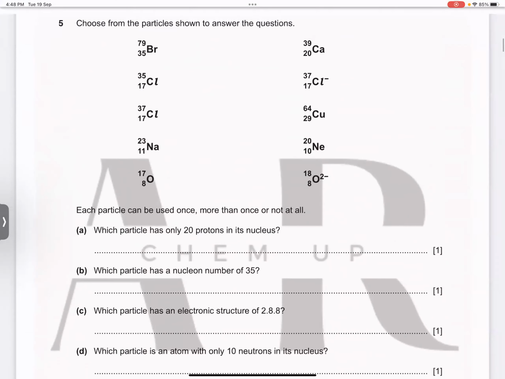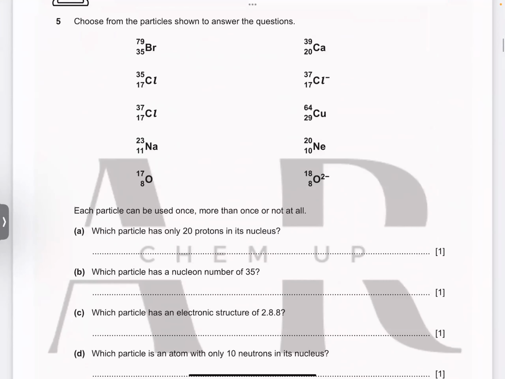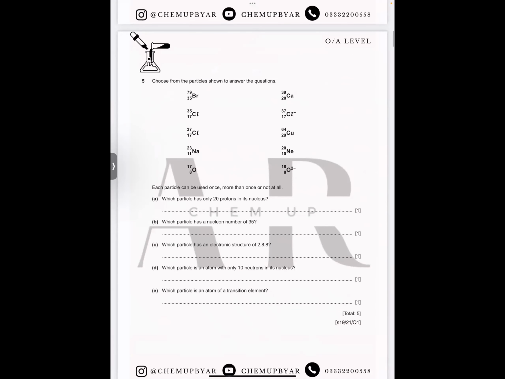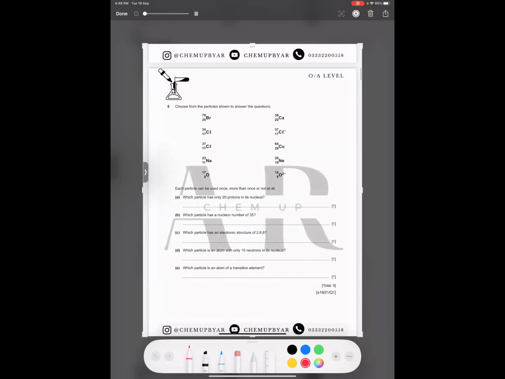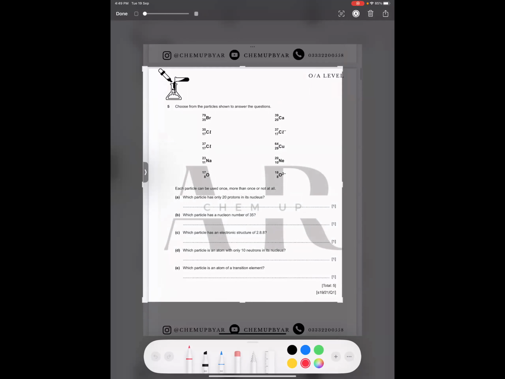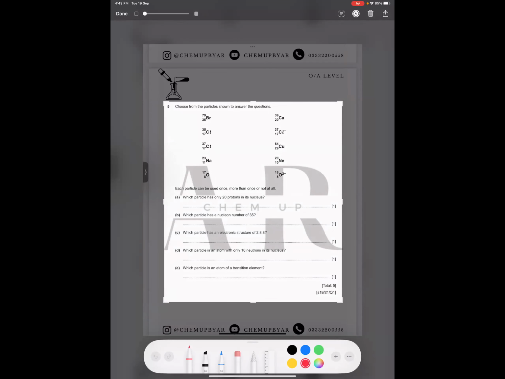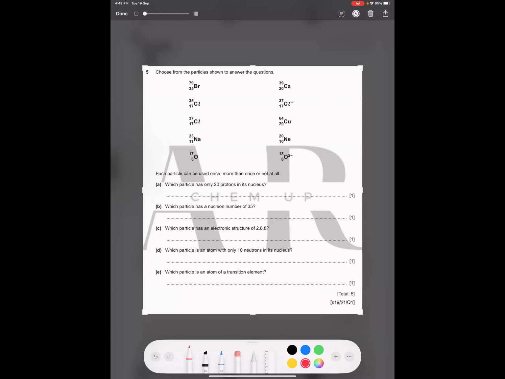Okay, let's try this. For atomic structure, we will get these kind of questions only.